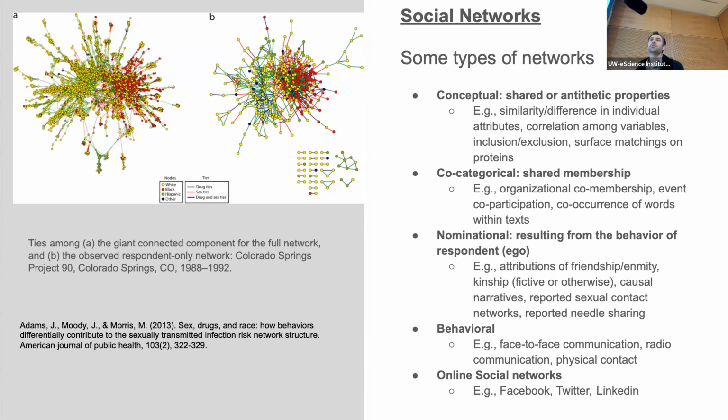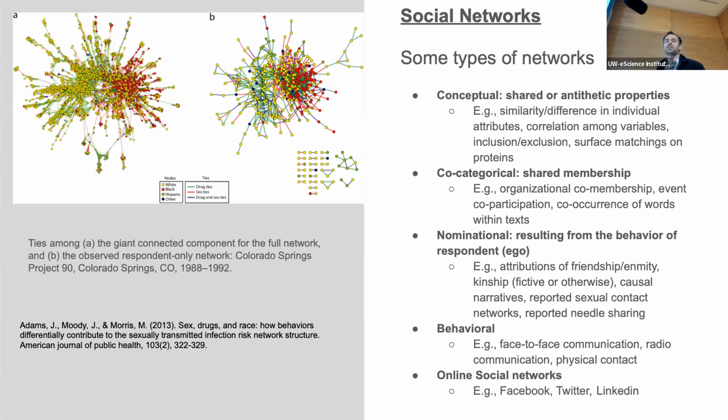So networks have been used in the social sciences for all sorts of cool things. You can have very high level conceptual organizations. So this could be similarities and differences in attributes, male, female. Correlation among variables. You can represent complex statistical models. You can even use this sort of work for protein matching.